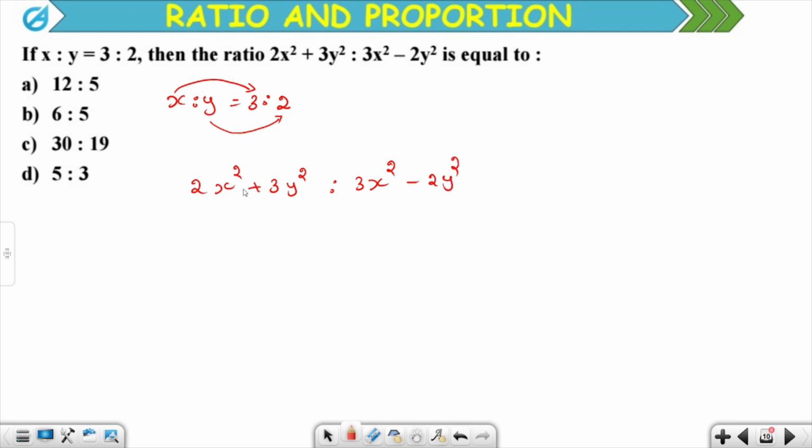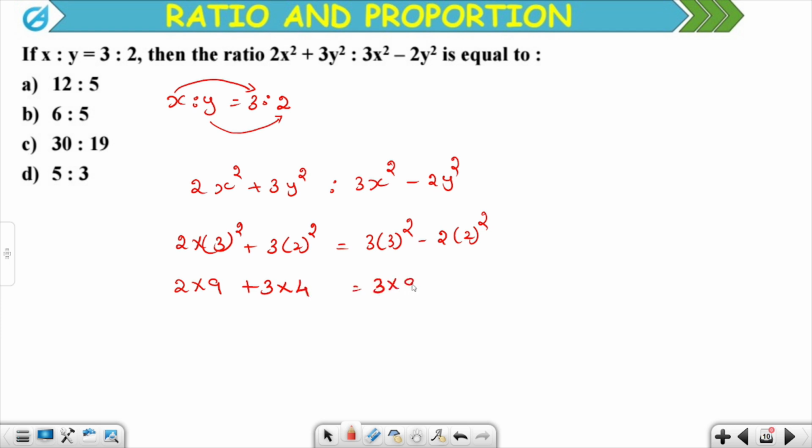Okay, what is the value of x? 3. So 2 into 3 square plus 3 into 2 square. Okay, 3 into 3 square minus 2 into 2 square. Okay, what is 3 square? 9. So I'll write 2 into 9 plus 3 into, okay, what is 2 square? 4, is equal to 3 into 9 minus 2 into 4.